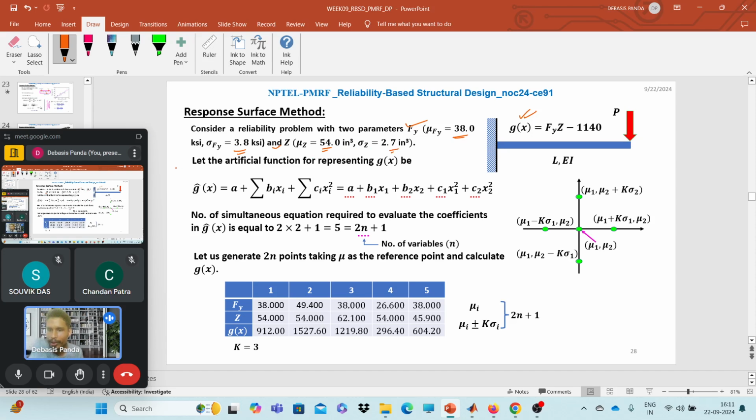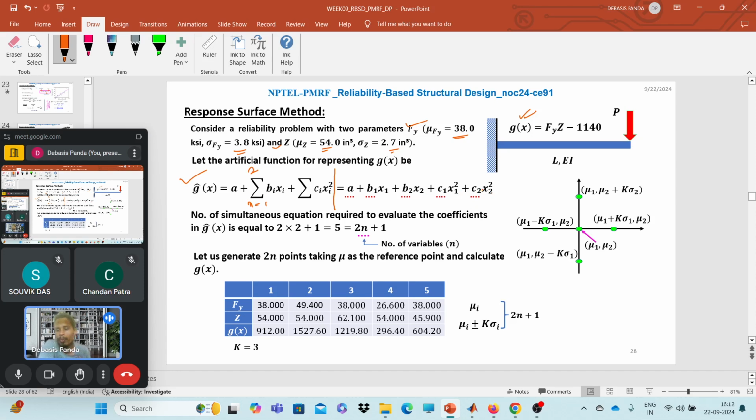So first we need to propose a response surface. Let's say we consider a quadratic approximation, a quadratic fit. In the quadratic fit we have a0 plus b1 xi plus c1 xi square. Here n is the number of variables, and we have 2 random variables, so we can easily expand it: a0 plus b1 x1 plus b2 x2 plus c1 x1 square plus c2 x2 square, because we have only two random variables.